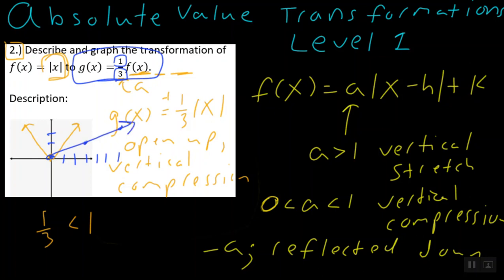But absolute values reflect over themselves, and so we could say that our other side would look equally as wide. So notice that whenever we have a vertical compression, our graph is actually getting wider. And remember, it opened up because the 1/3 was positive rather than negative.